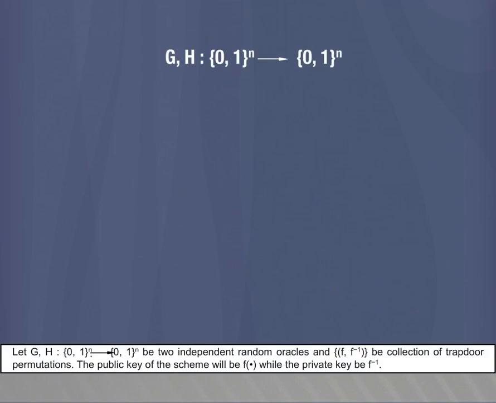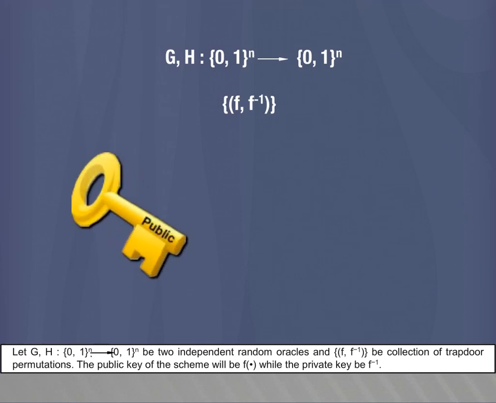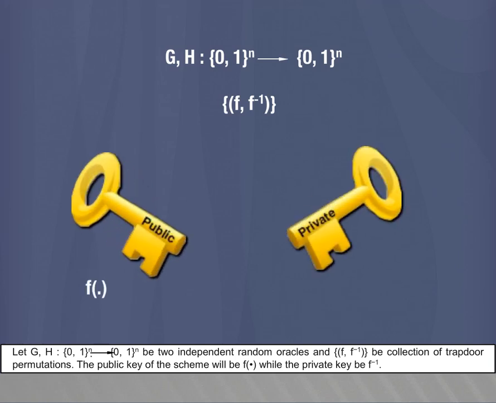Let g, h: {0,1}^n to {0,1}^n be two independent random oracles and let f, f inverse be a collection of trapdoor permutations. The public key of the scheme will be f while the private key will be f inverse.